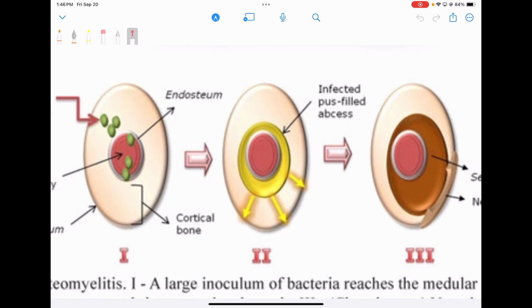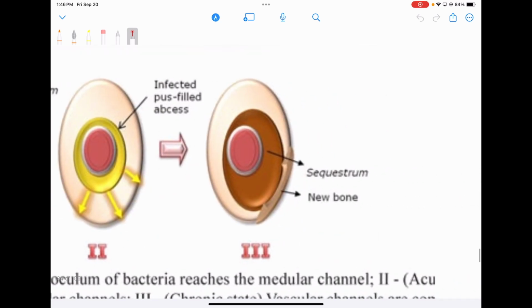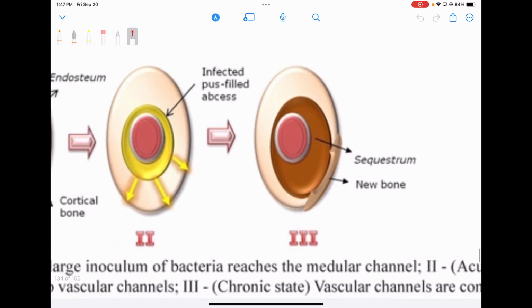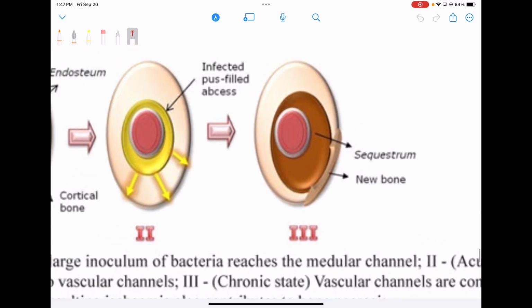That pus that builds up starts building up pressure. It's got to find a way to get out and break free. So what happens is we get what's called a sequestrum, where this whole thing gets sequestered. We get new bone forming here. And I have another picture that goes into a little more detail. You get other things in there called an involucrum, which is like the free bone that's kind of floating.